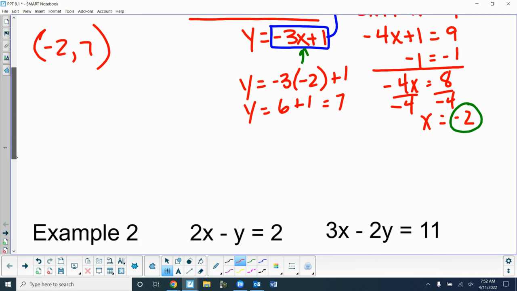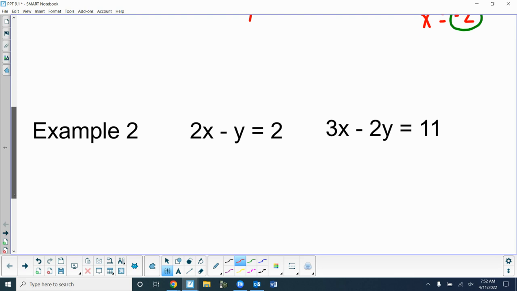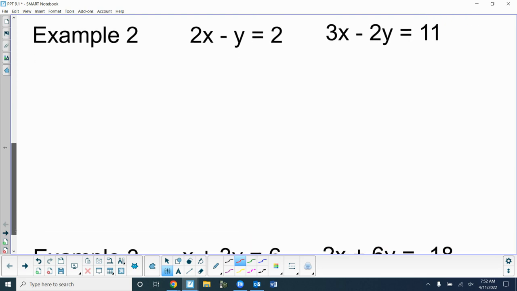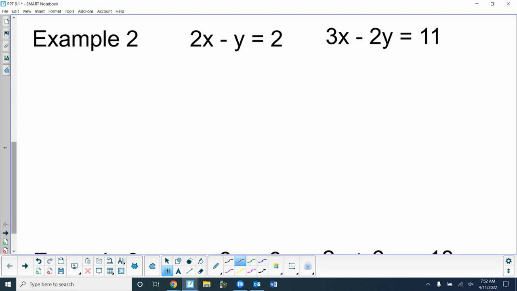Can we do one on our own? All right, go ahead and try this one on your own, please. Solve that system of equations by substitution, please.